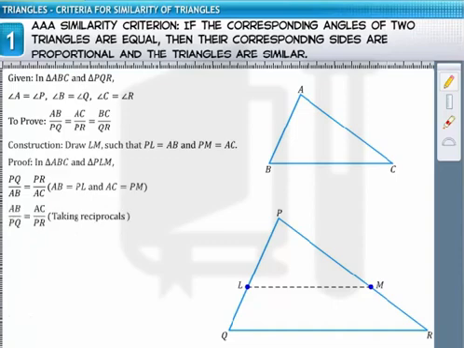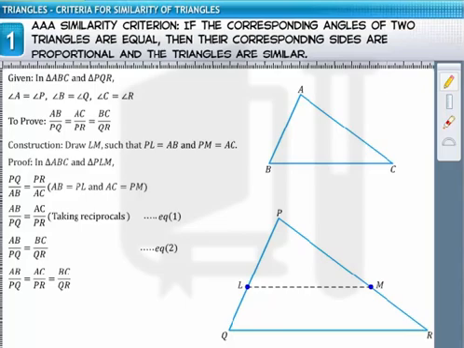Now, let's take the reciprocal of this equation. We'll call this equation 1. Similarly, AB and PQ are in the same ratio as BC and QR. Let's call this equation 2. Equating 1 and 2, we get the ratio of AB and PQ equal to the ratio of AC and PR, which is equal to the ratio of BC and QR.